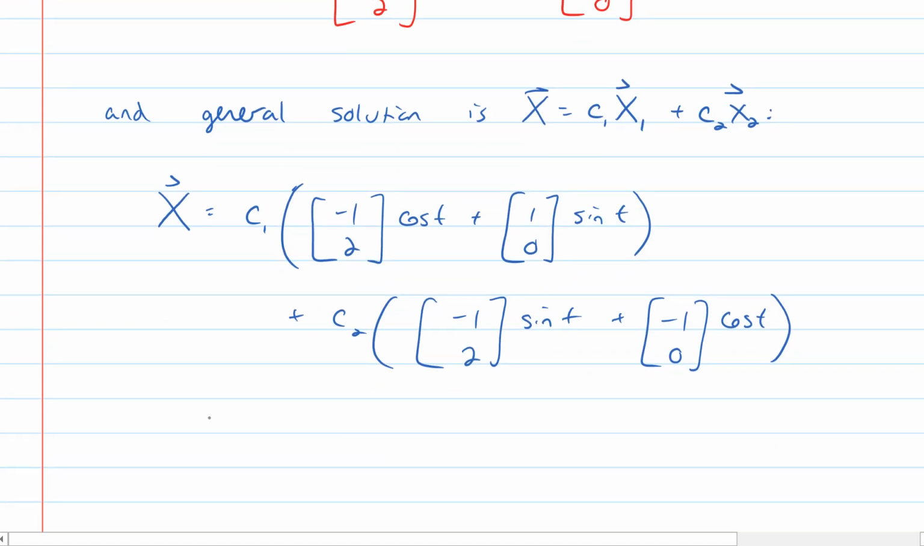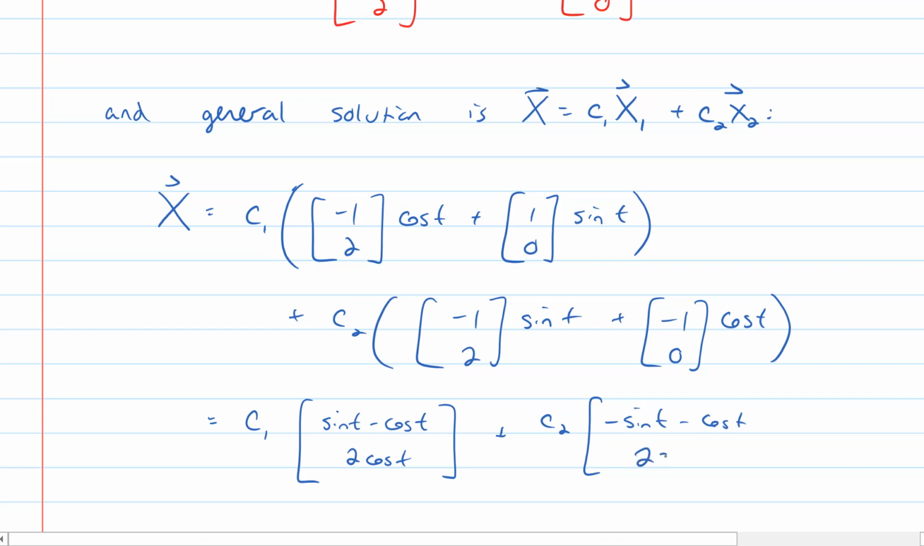And if you like, you could tidy it up a little bit, multiply out some vectors, collect stuff, and then you get the column vector. So C1 times column vector sine t minus cos t, that's a single entry, over 2 cos t, plus C2 times negative sine t minus cos t, and then 2 sine t in the last row. And there we are.